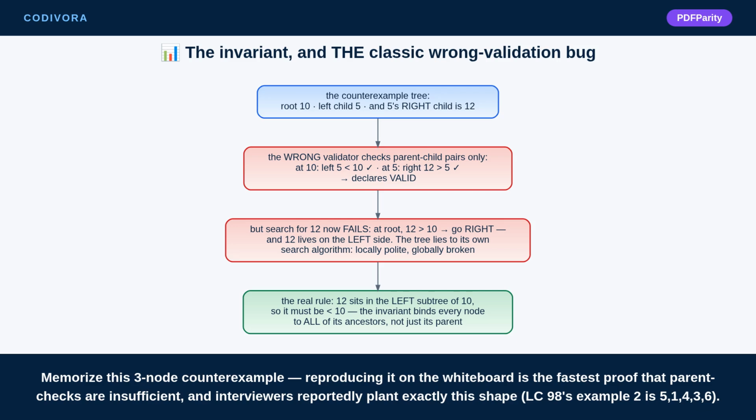Memorize this 3-node counterexample. Reproducing it on the whiteboard is the fastest proof that parent checks are insufficient, and interviewers reportedly plant exactly this shape. LeetCode 98's example 2 is 5, 1, 4, 3, 6. Trace the arrows on screen slowly. That single picture is the whole idea in one glance.